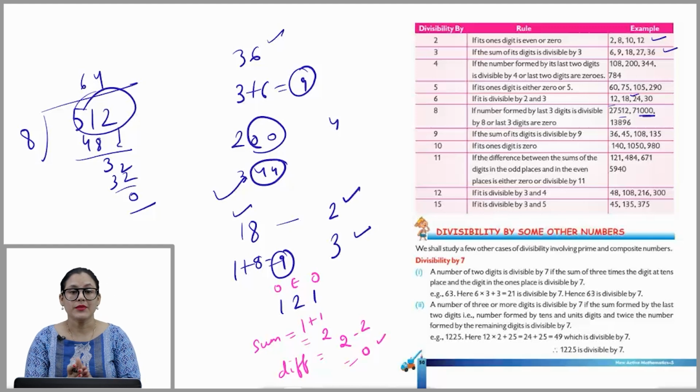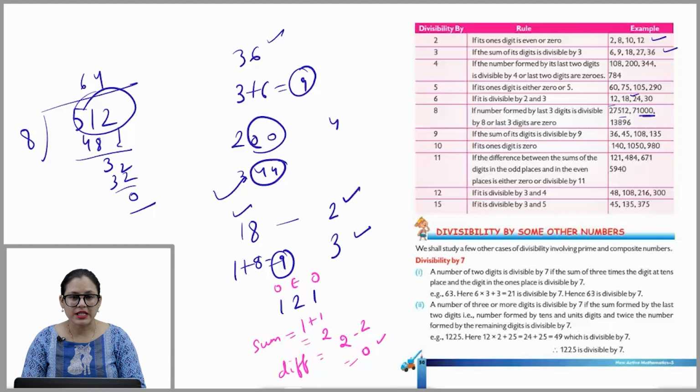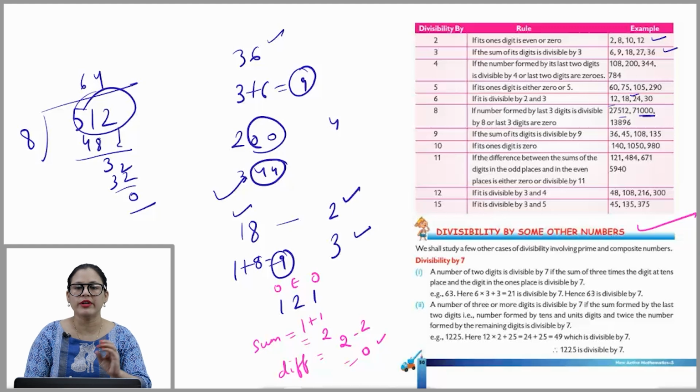Okay, so if it is either 0 or divisible by 11, and the answer is 0, that means it is divisible by 11. 12, if it is divisible by 3 and 4. And 15, if it is divisible by 3 and 5. Divisibility by some other numbers. We shall study a few other cases of divisibility involving prime and composite numbers.